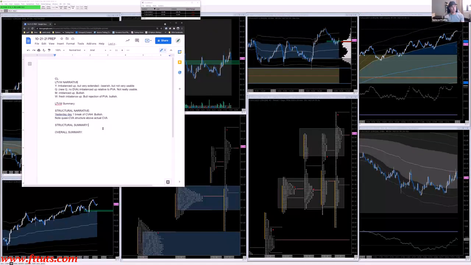Structural summary is, I mean, we almost don't even need to write that again because I'm just going to write the same thing. We could add that scenario though, kind of if it remains more choppy, could foresee trading in and around both balance areas. Let's bypass.